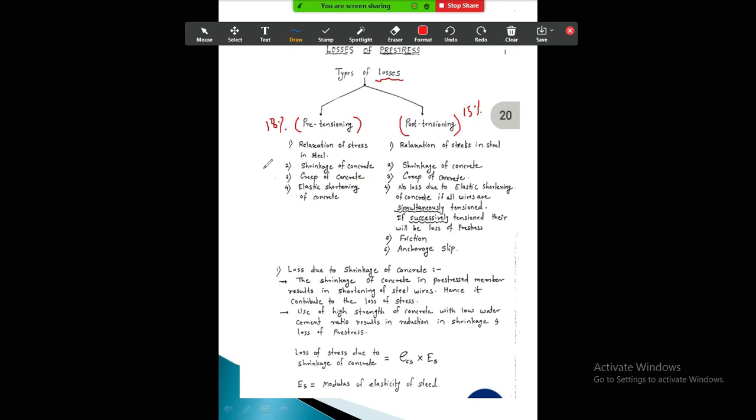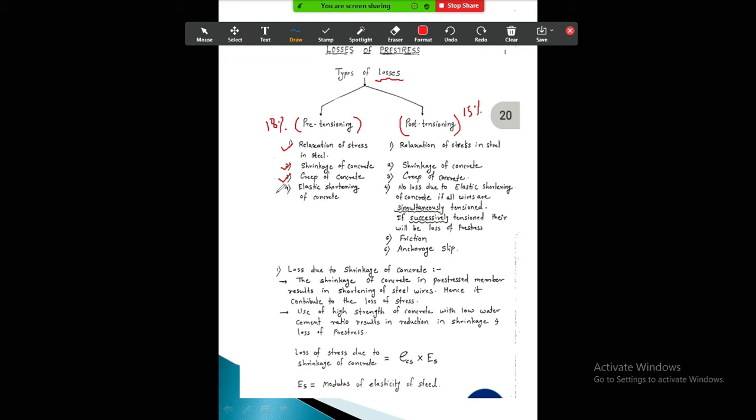Now first, in pre-tensioning, the first loss is due to relaxation of stress in steel. The second loss is the shrinkage of concrete. We will see later in detail what it means. Concrete shrinks, due to which there is a loss in prestress. Third is the creep of concrete. Creep means when you continuously apply a load on a member, it undergoes some permanent deformations, due to which there is a loss of some prestress.